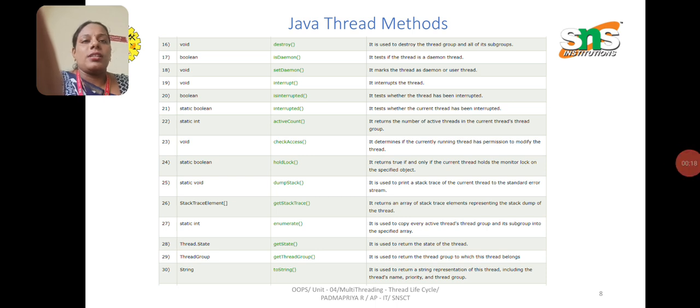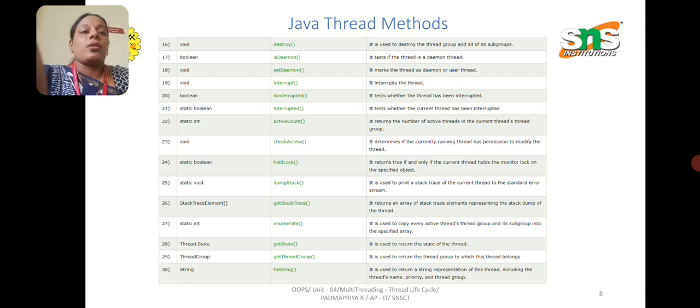In the last session we have seen the various types of methods and modifiers, and regarding those methods we have seen the description. So let me see the remaining method types and their description. Void destroy. It is used to destroy the thread group and all of its subgroups.